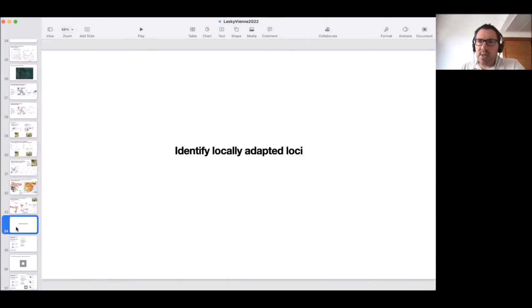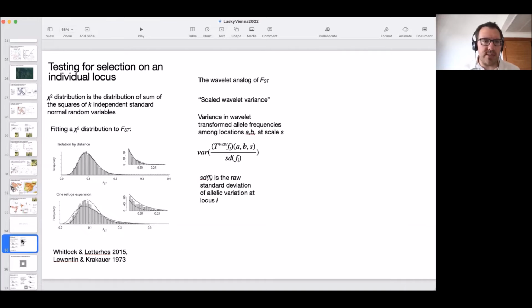Okay, so let's transition a bit now into trying to find locally adapted loci in a genome scan. We're going to build here on some work that was done by Lotterhos and Whitlock, or Whitlock and Lotterhos, and also Lewontin and Krakauer, going back further, where the idea is to fit the statistic to a distribution of statistics and to use that as a parametric test of whether there's a particularly high test statistic value, in the case of FST.